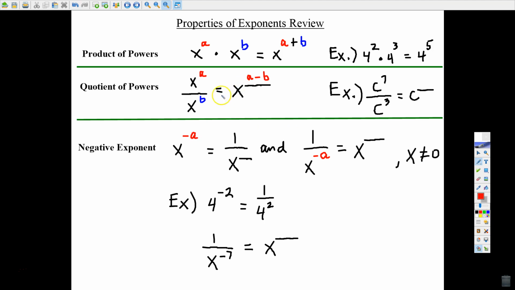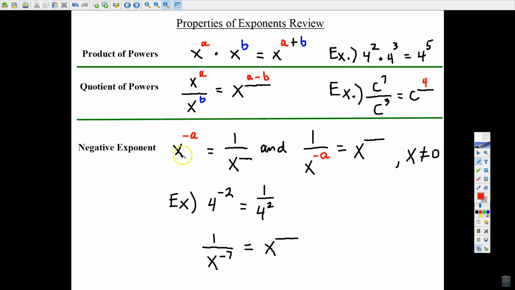So the exponent for the like base, which is x, will be a minus b, the top exponent minus the bottom exponent. And then here's another example, c to the 7 divided by c to the third. The bases are the same, so I just subtract 7 minus 3, and it gives me exponent 4, c to the fourth power. All right, here's this negative exponent rule, and this tends to give people a little bit of trouble. The negative exponent rule or property says that we always have to write the reciprocal of the base.